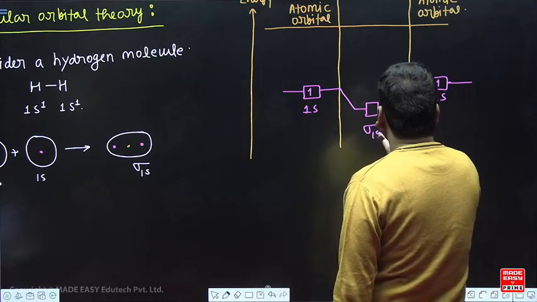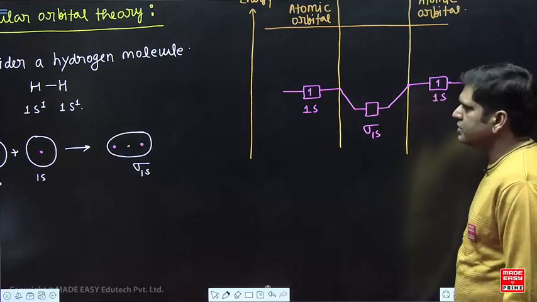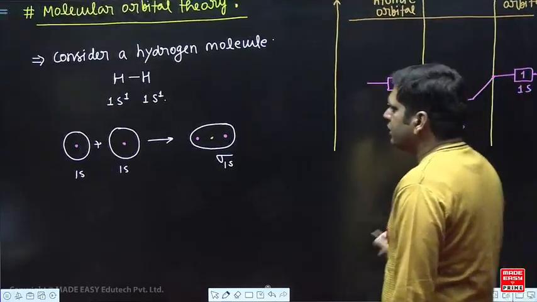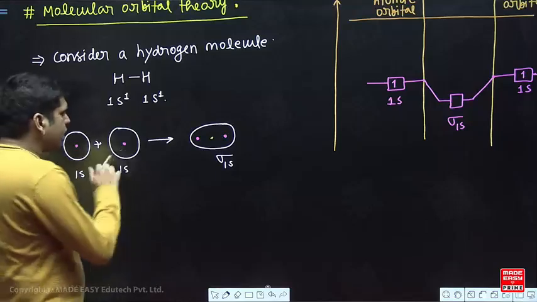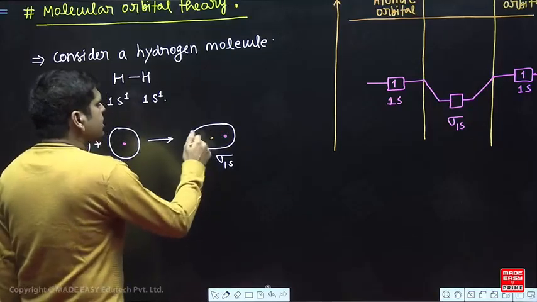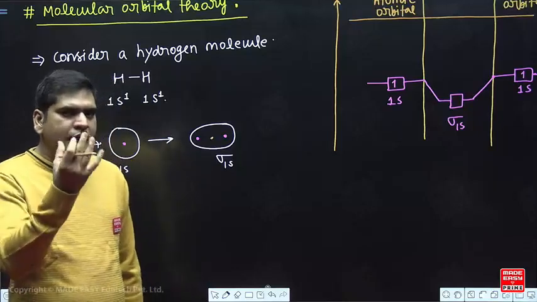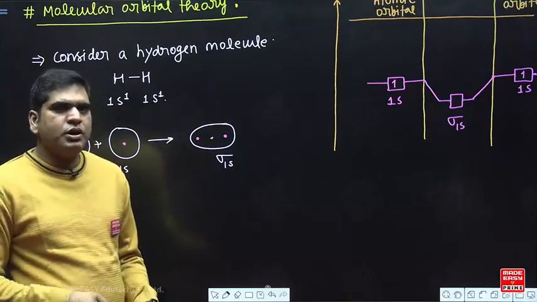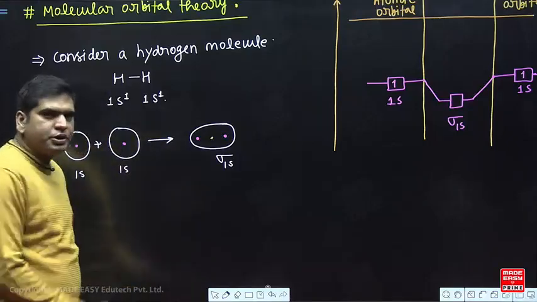This is sigma 1s. So sigma 1s is having less energy than 1s, because in 1s only one nucleus is attracting the electron, whereas in sigma 1s two nuclei are attracting the electron. So the attracting force is more powerful, and hence the electron is coming closer to the nucleus, so energy should come down. As of now, I am neglecting repulsion.